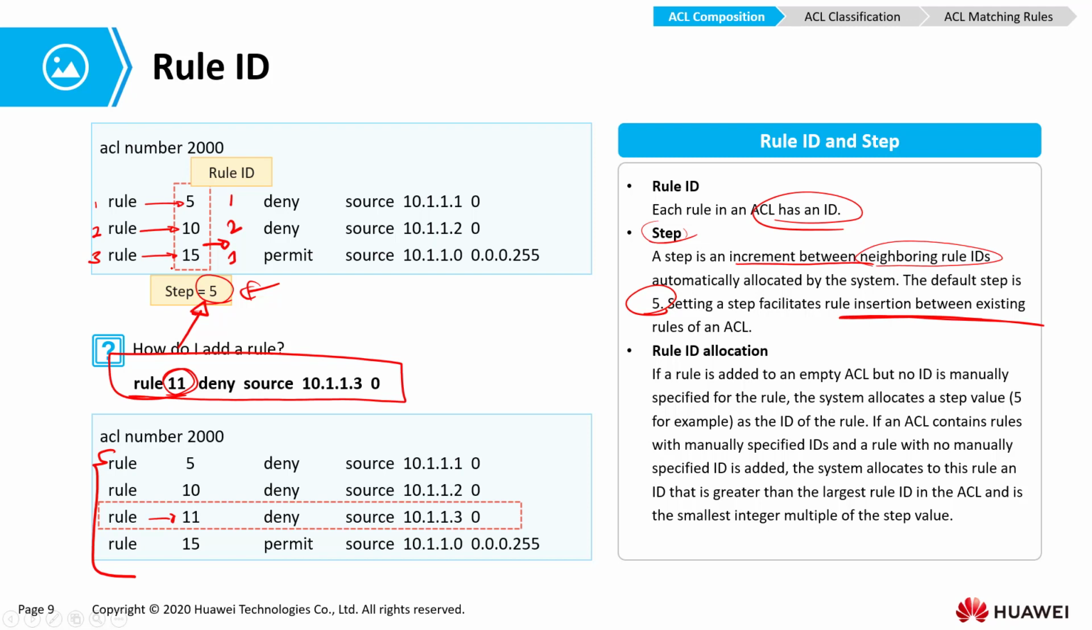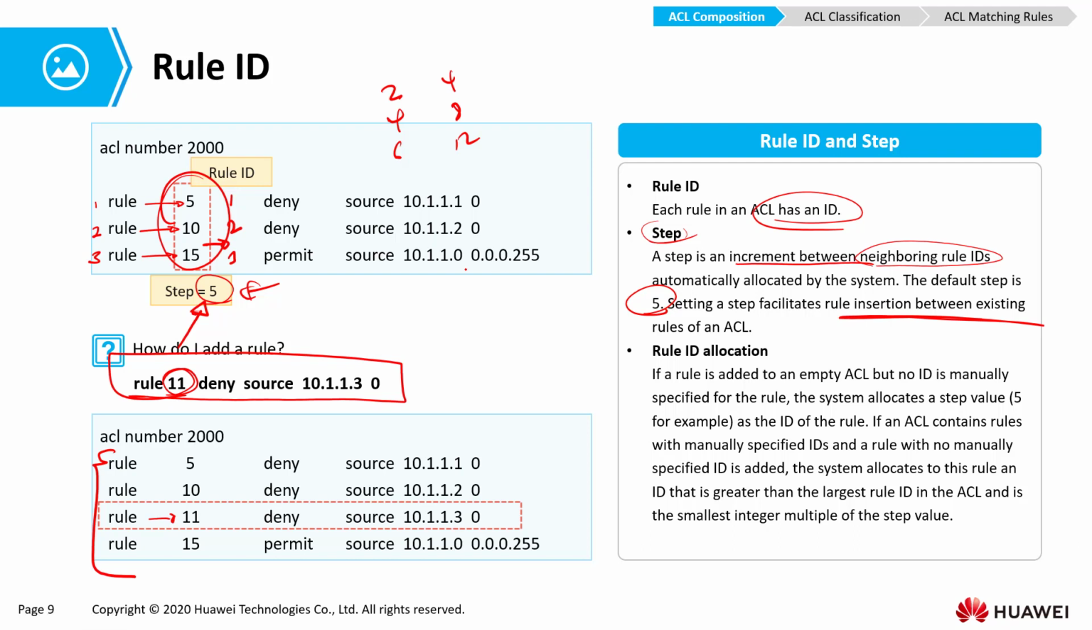So the step can be changed. It can be configured, for example, to 2, in which case these numbers will change to 2, then 4, then 6. It can be changed to 3 or 4. If it's changed to 4, then those numbers will be 4, then 8, then 12, and so forth. As I've mentioned, the main importance of this step is to facilitate insertion of new rules into the already existing rules.